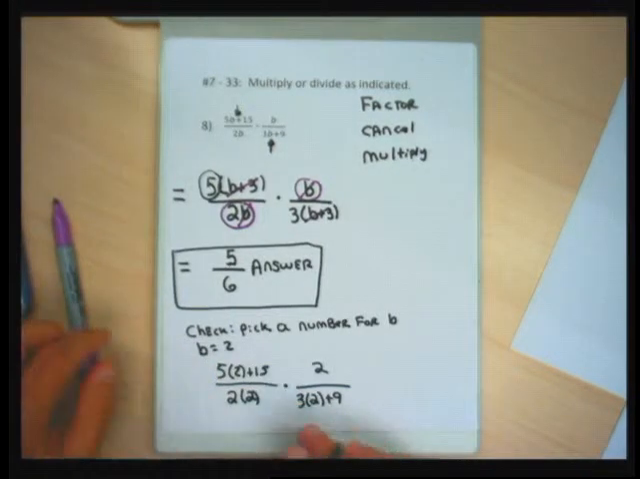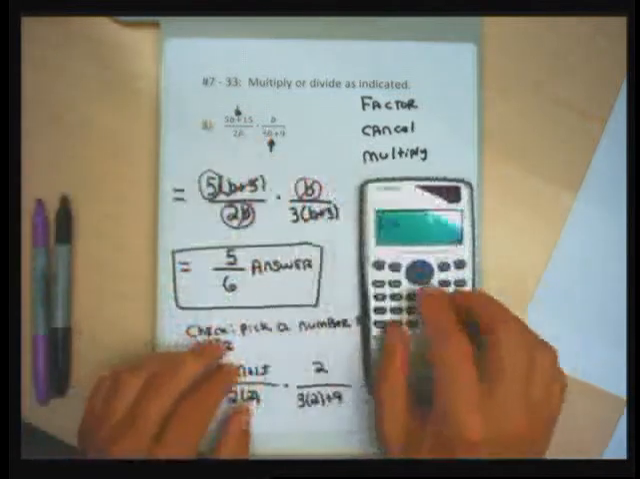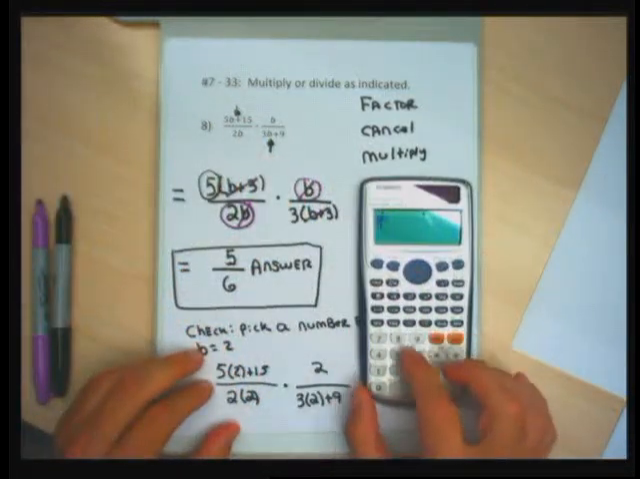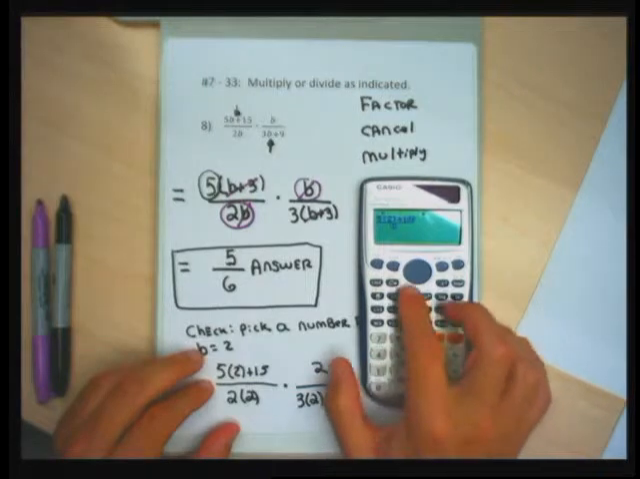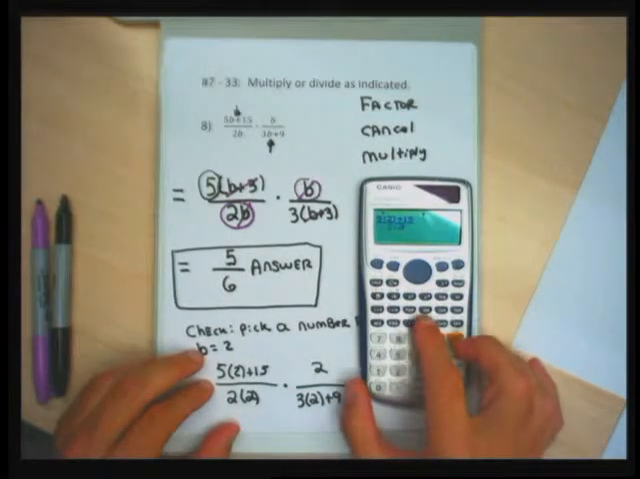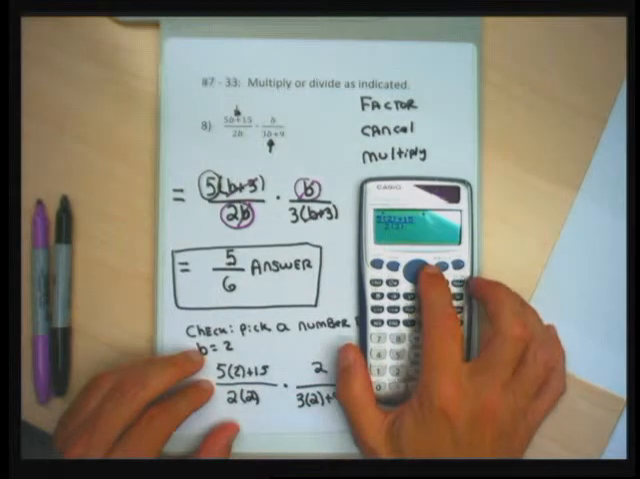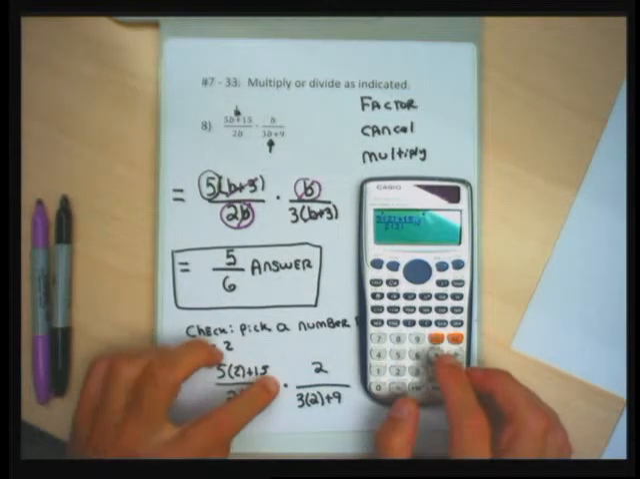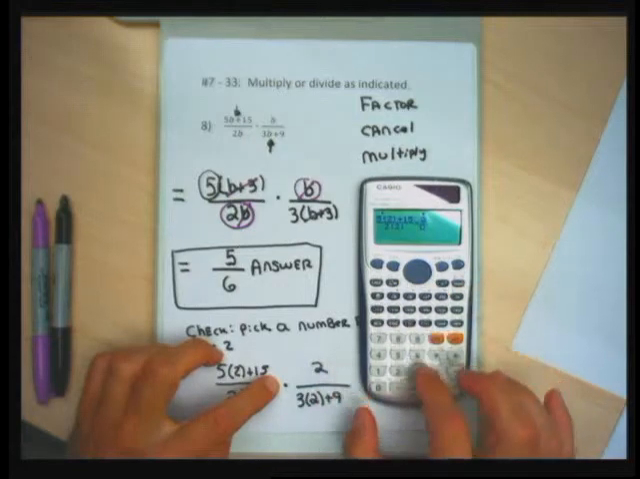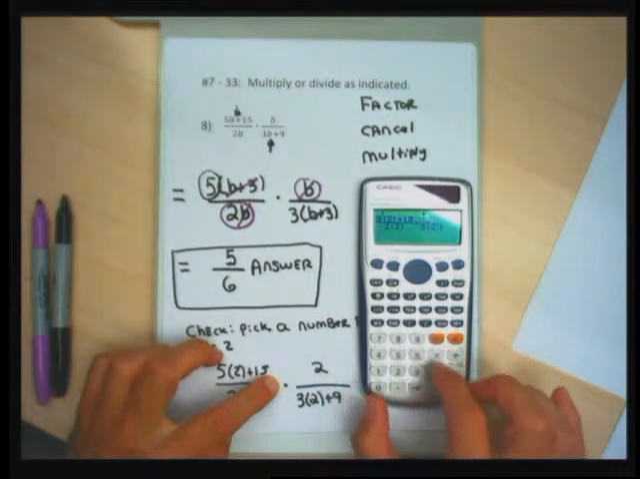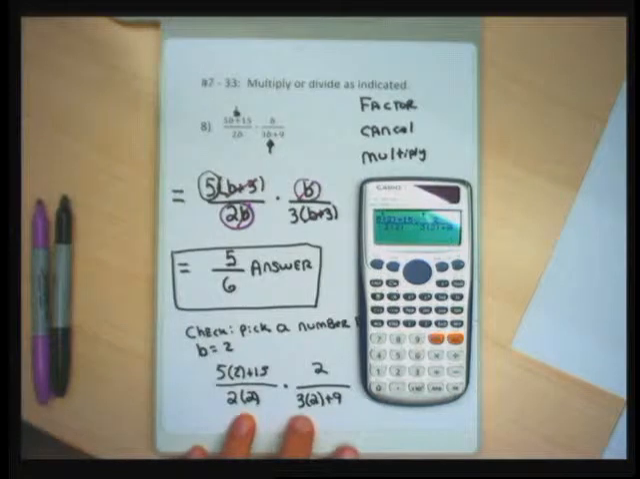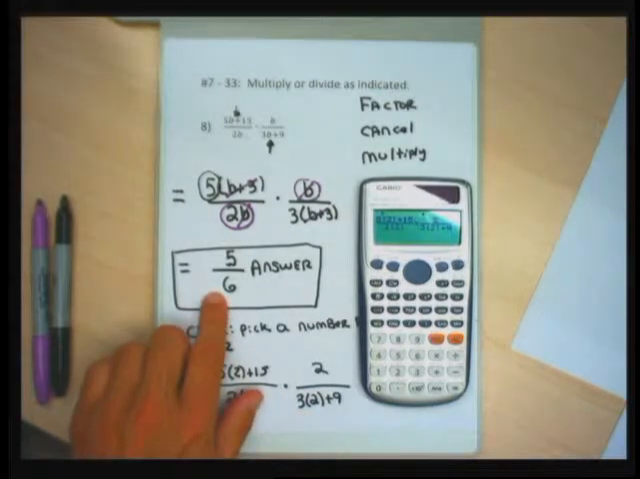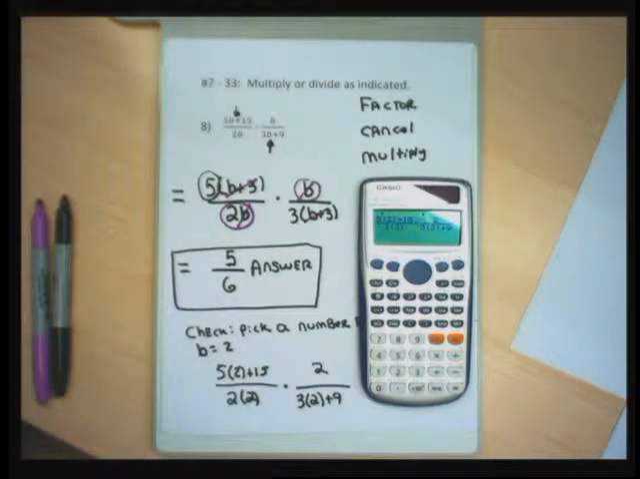I'm going to do this all on my calculator. So fraction 5 parentheses 2 plus 15 over 2 parentheses 2. That's the first fraction. Arrow out, type my times sign, fraction 2 over 3 parentheses 2 plus 9. So that looks enough like the original that I'm comfortable that I entered it correctly on my calculator. If when I hit equals, it doesn't say the answer 5/6, then I made a mistake. And, oh, beautiful, it says 5/6.